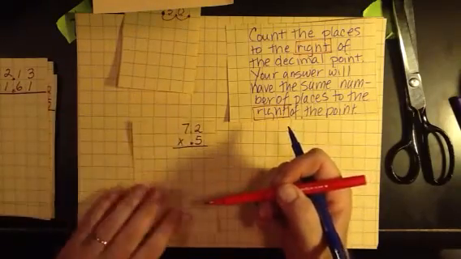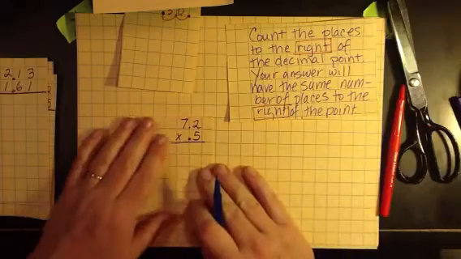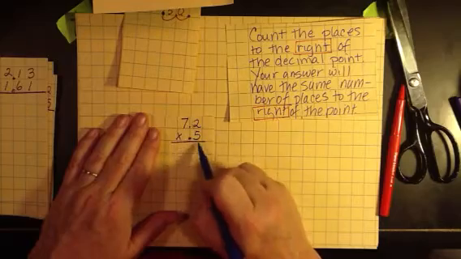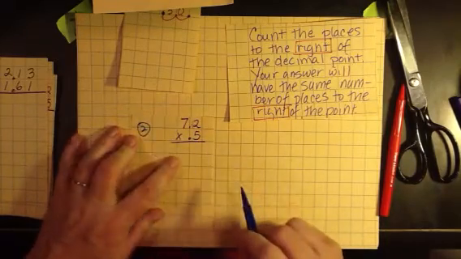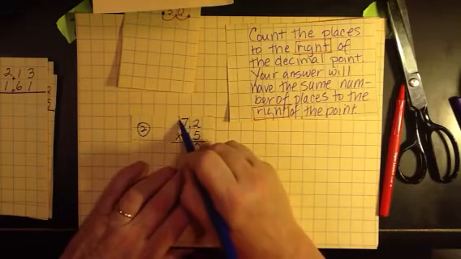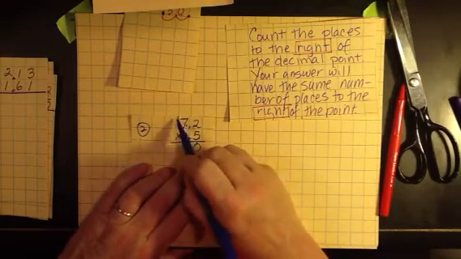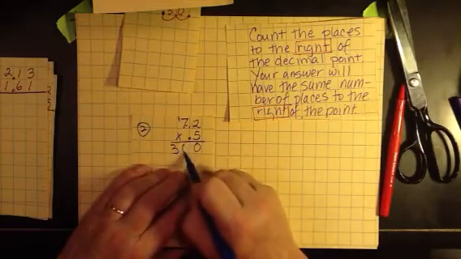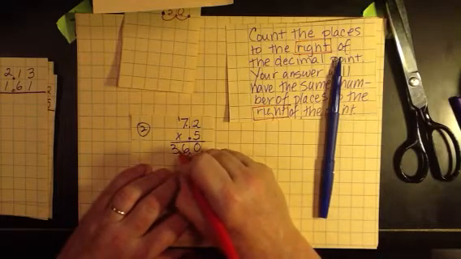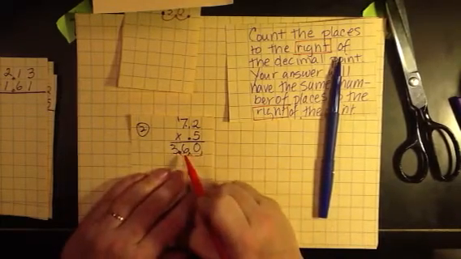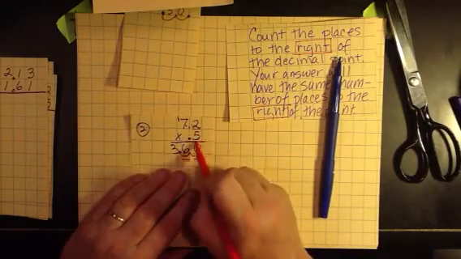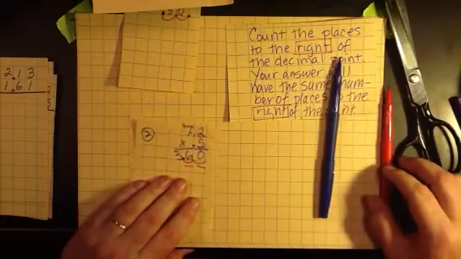Here's another problem. 7.2 times 0.5. I have 1 and 2, so my answer will have 2 places to the right of the decimal. Let's do some math. 5 times 2 is 10, carry the 1. 5 times 7 is 35, plus 1 is 36. And I'll count from the back. 1, 2. So my answer is 3.60, because there's 2 places behind the decimal, 2 places to the right of the decimal.